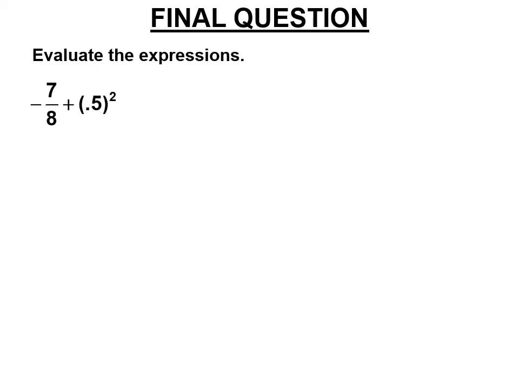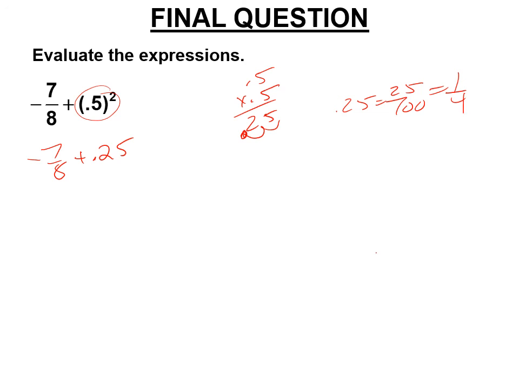All right, final question. So we have a choice of fractions and decimals. I'm pretty sure the fraction method is going to be easier, but let's start with 0.5 times 0.5. So 5 times 5 is 25. Move the decimal point, so you get negative 7/8 plus 0.25. Now, I've memorized that 0.25 is 25 hundredths, which simplifies to 1/4. So that means this is negative 7/8 plus 1/4, which you can make negative 7/8 plus 2/8, which is negative 5/8, and that's a simplified fraction.